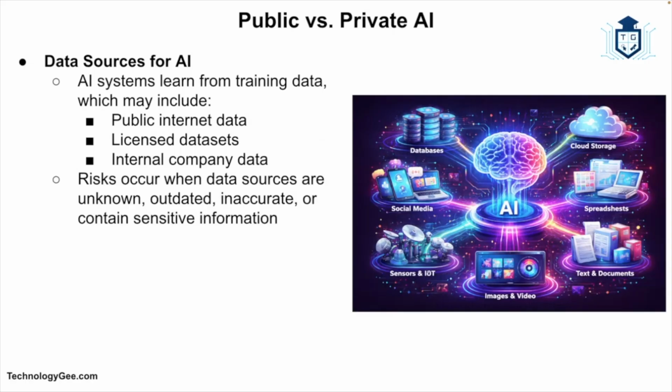So another important concept is data source transparency. AI systems rely on training data, which may include public internet data, licensed data sets, and internal company data. Problems tend to arise when data sources are unknown or undocumented, data is outdated or inaccurate, or sensitive data is unintentionally included. For entry-level IT roles, you may be asked to help users understand where AI results come from, escalate concerns about data usage, and support audits or compliance reviews.